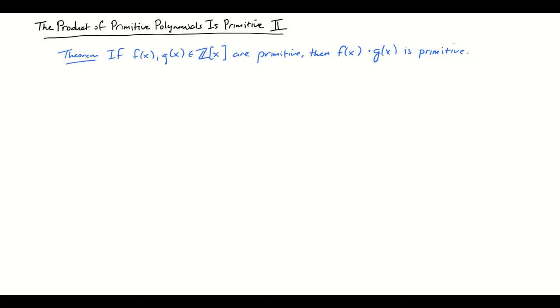In this video, we are finally going to prove the theorem that if f of x and g of x are primitive polynomials in Z adjoin x, then the product of f of x and g of x is primitive. All right, so here's the proof.